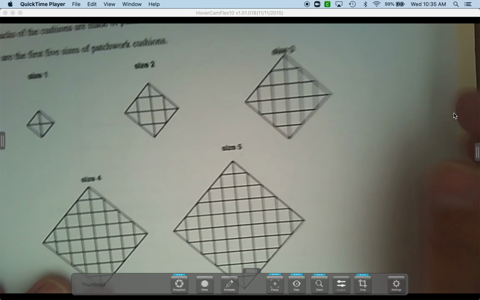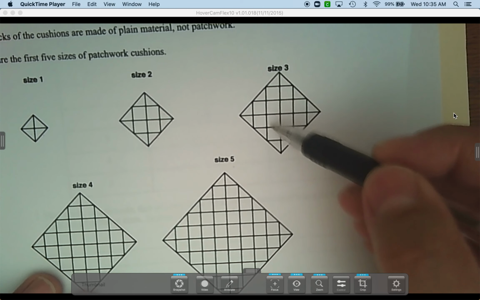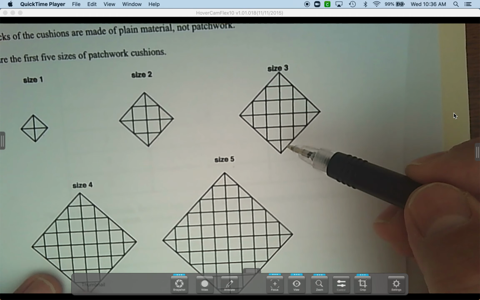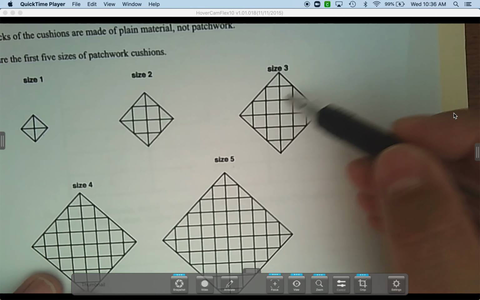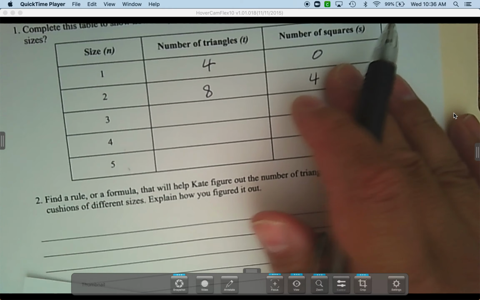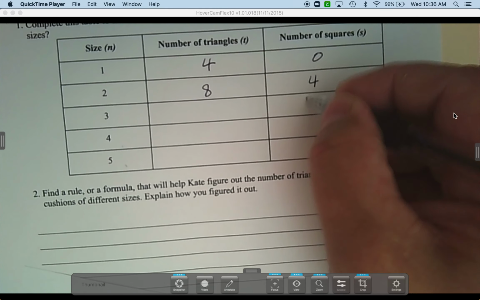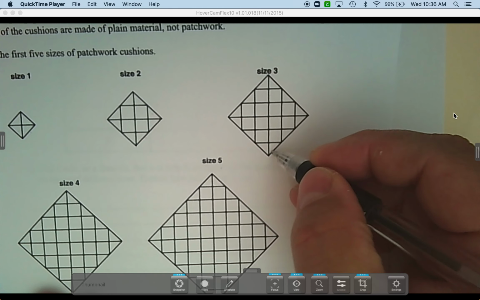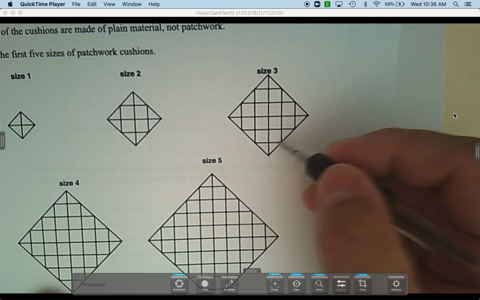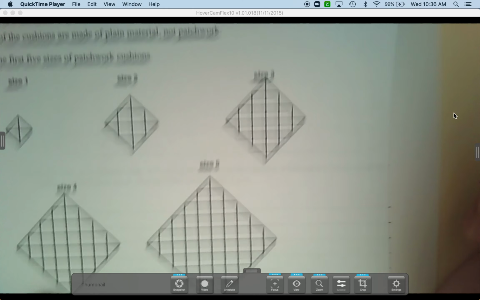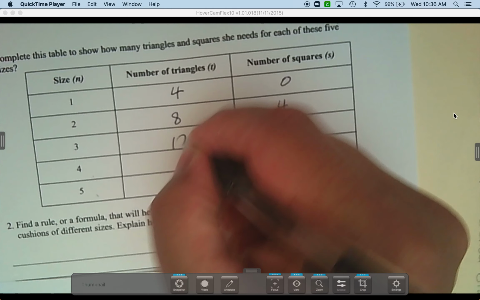So I need you to count for size 3. Can you count how many squares there are? And then I'll put down the number. And count how many triangles there are that make the edges. So first count the squares inside. Go ahead and do it. I'll do it and give you the answer. So the answer is, are you waiting for me? It's 12 squares inside. And then how many right triangles count? If you're good, you can go, oh, that's 3, and then I can go times 4 for all of them, right? Because there's 4 sides. So I can see there's also 12 triangles that make it. All right, let's keep going.